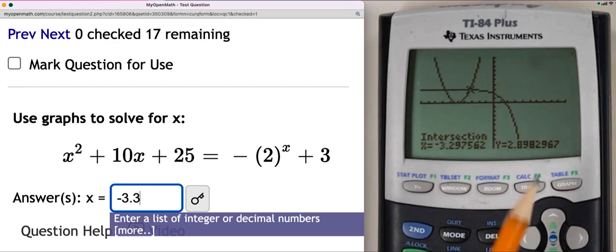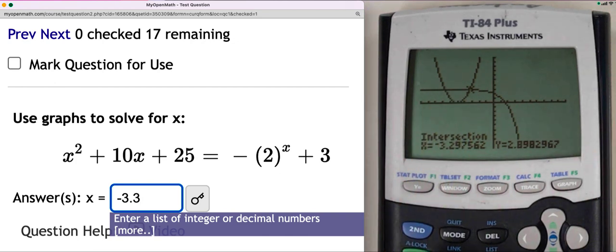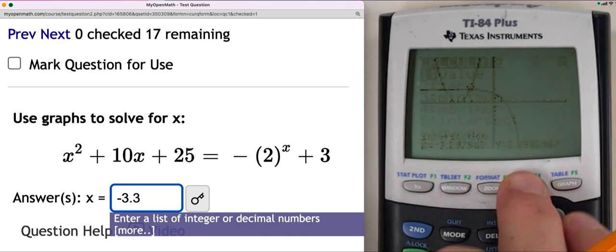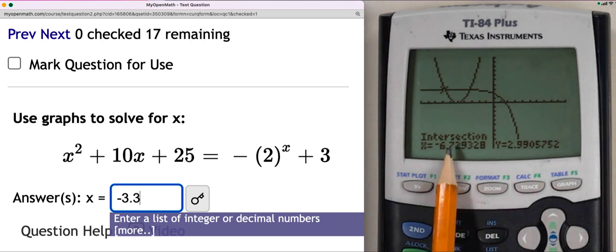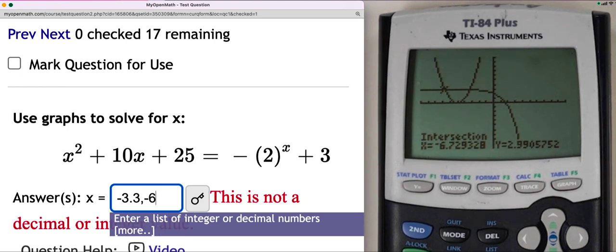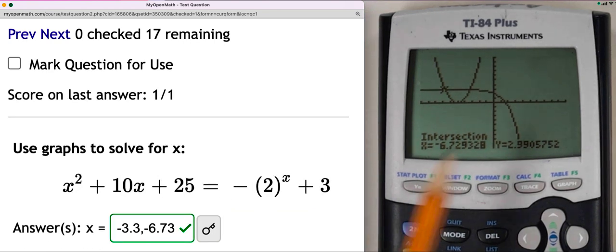Okay, now we're going to repeat the same process to find the other crossing point and find that x value. You're going to press second trace 5 again, and then you're going to choose option 5, and then before you press enter, enter, enter, you got to move the cursor over to the left here, over by that other crossing. Now I can press enter, enter, enter, and I now have my other x value. In this case here, I'm going to have negative 6.73 as the other coordinate. So comma, negative 6.73, and now I found both of the x values that make this equation true.